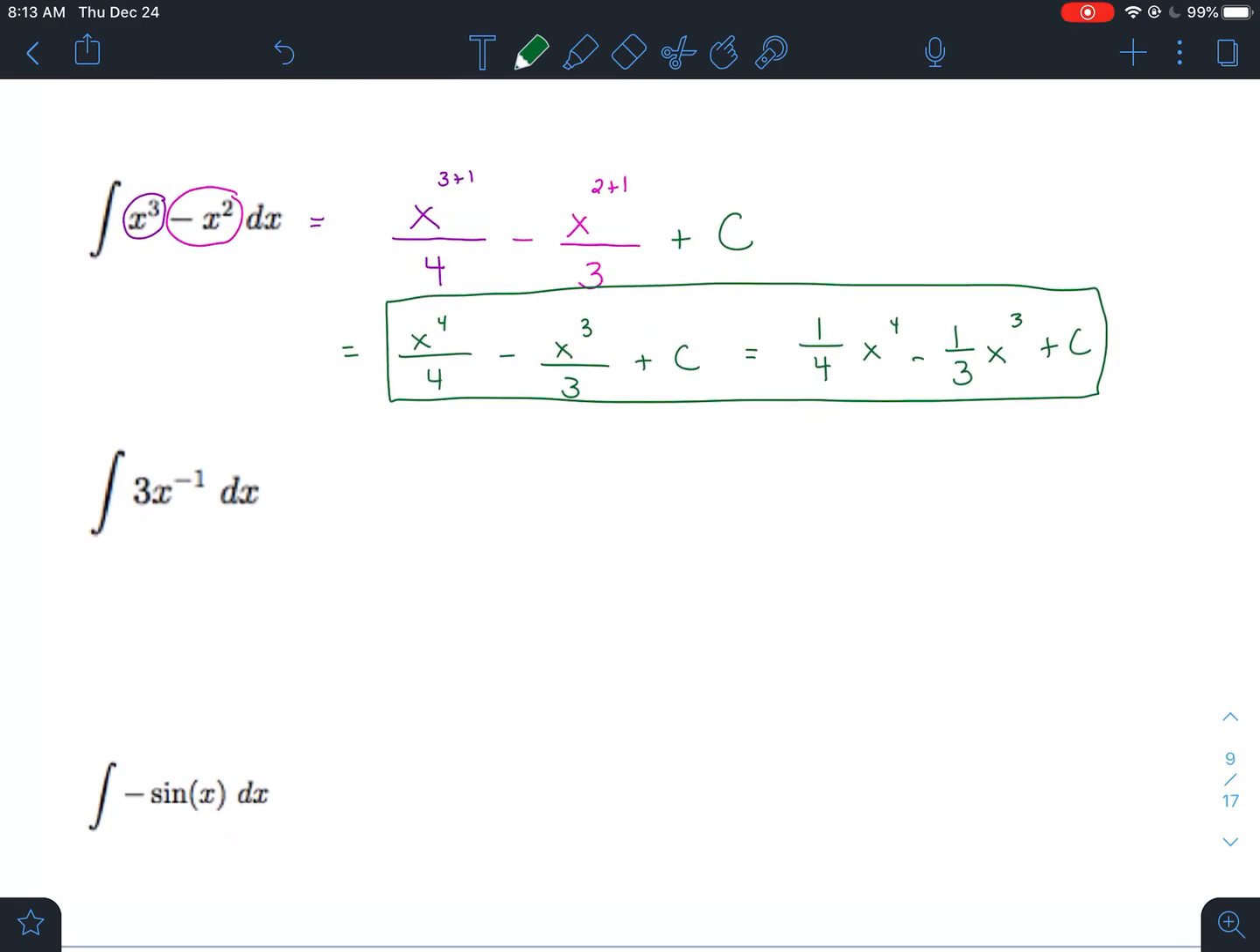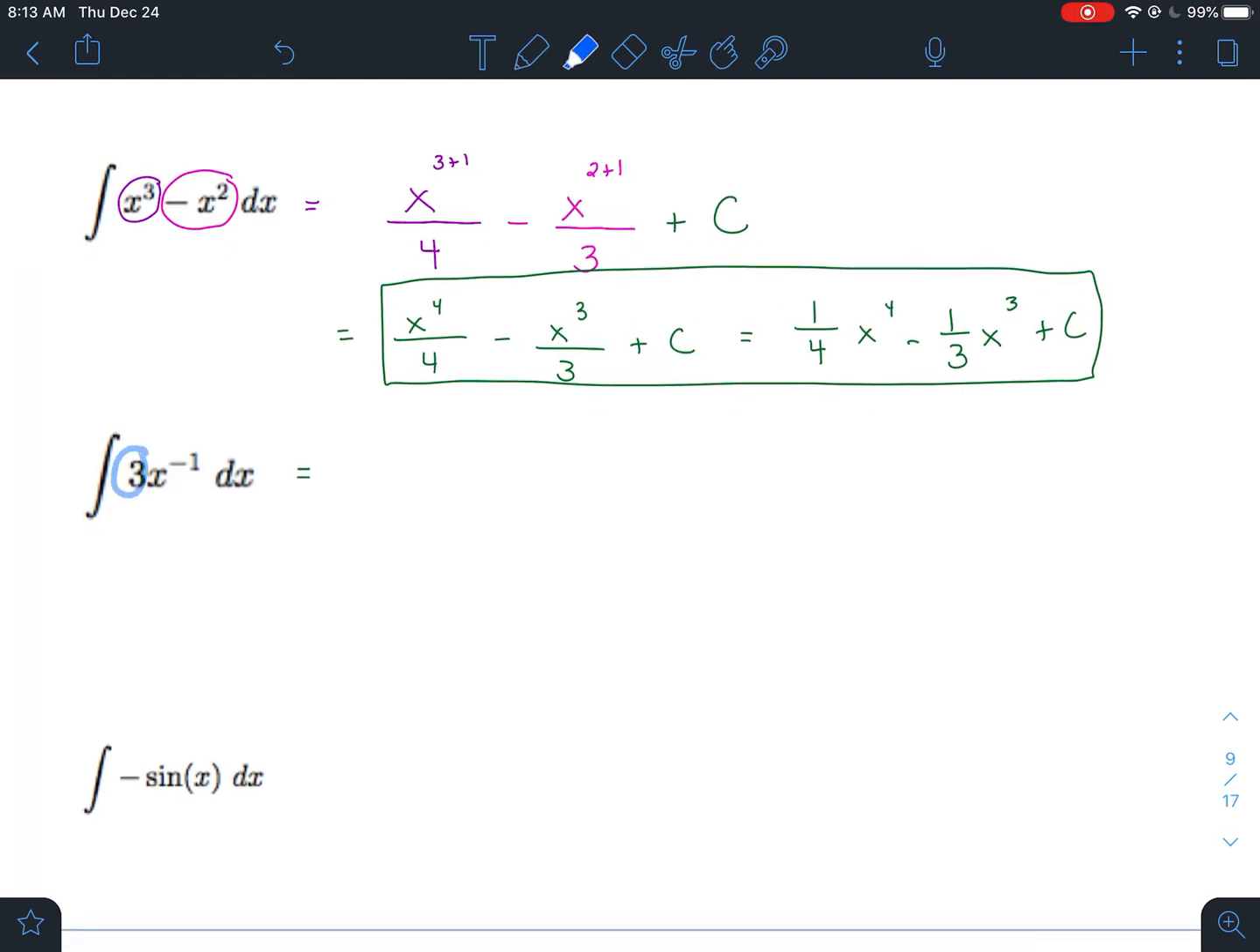All right, let's look at the next one. So we want to find the antiderivative, and then, well, let's just try this one. So that 3, remember the properties of integrals, since it's just a constant or a coefficient, it can be pulled to the front. So this is the same thing as 3 times the antiderivative of x to the negative 1 dx. Okay, so this is going to be 3 times, well, if this was power rule, we would add 1 to the exponent and then divide by the new exponent. Uh-oh, power rule doesn't work here.